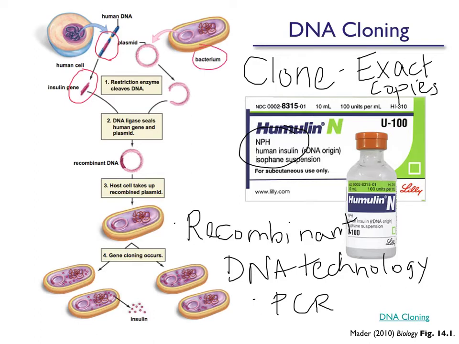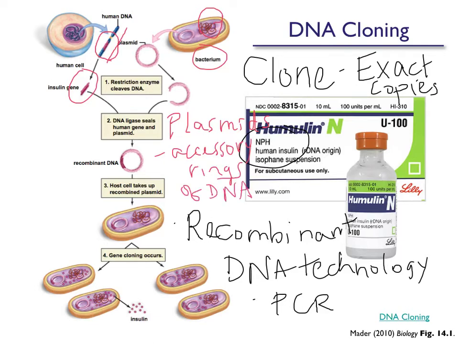Now we've talked about the differences between eukaryotes and prokaryotes, and here we see a eukaryotic chromosome that's linear, and we see the prokaryotic chromosome that's circular. In addition to the normal circular prokaryotic chromosome, bacteria often have little accessory rings of DNA called plasmids. So here's a plasmid right here.